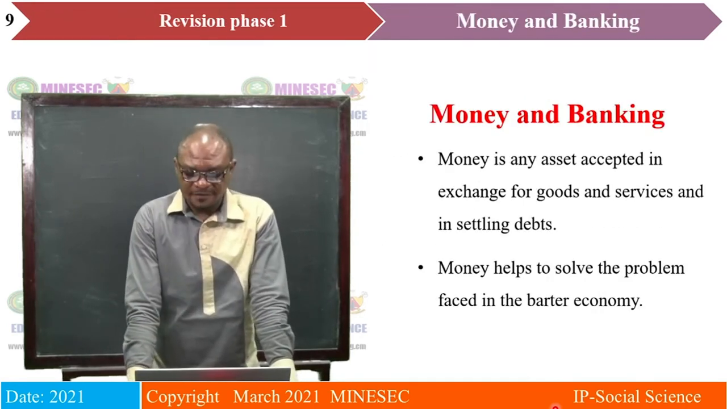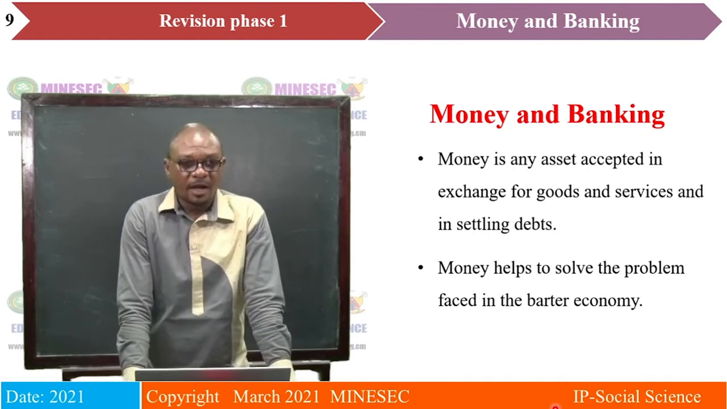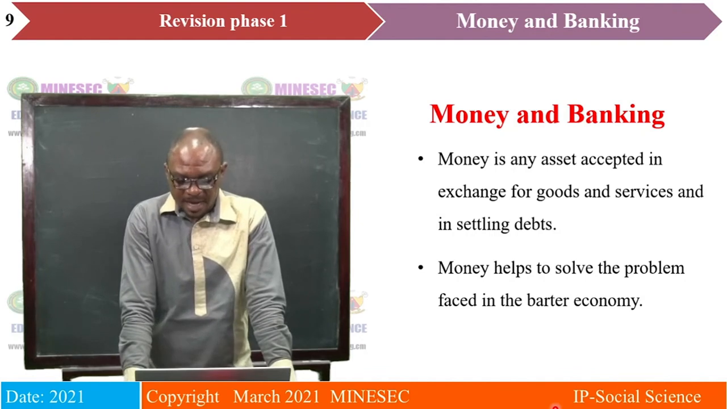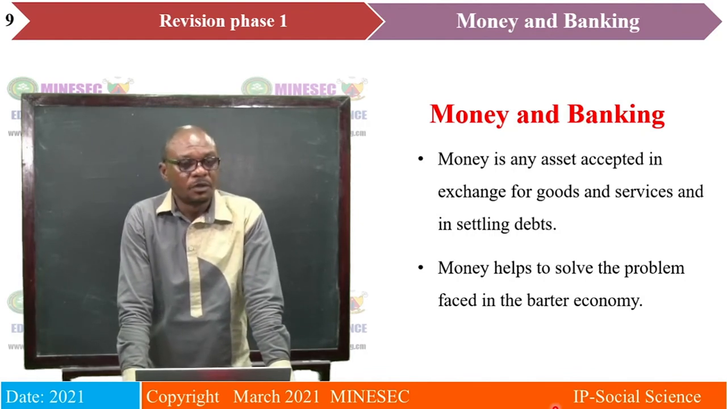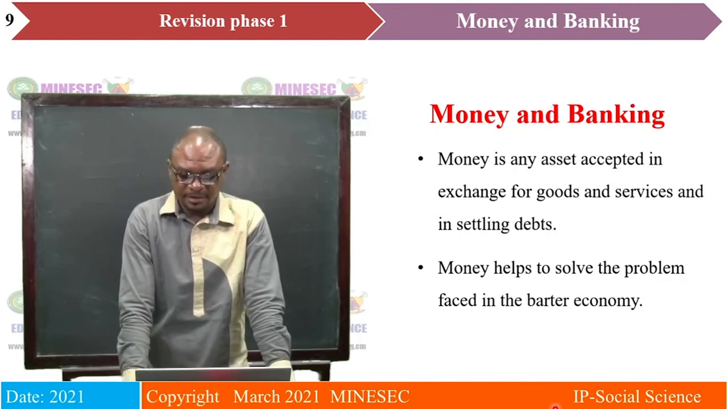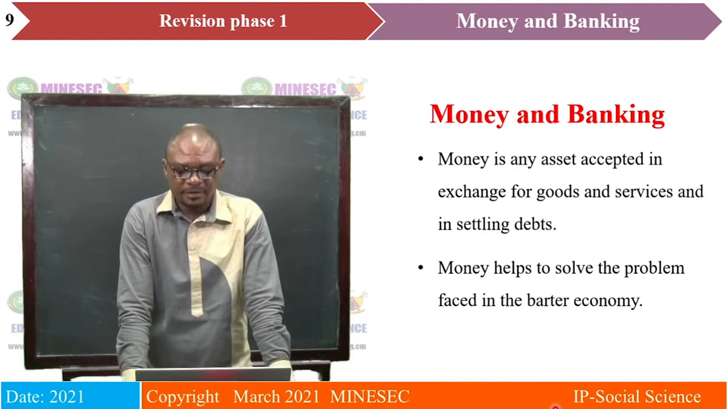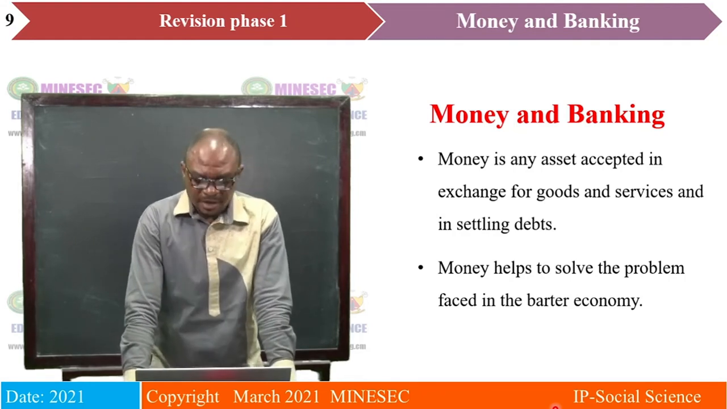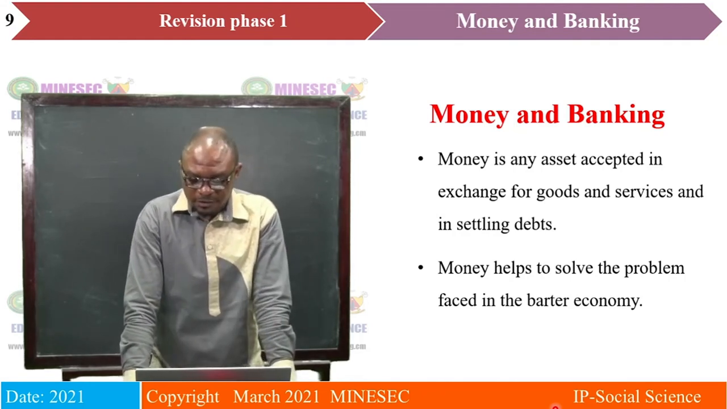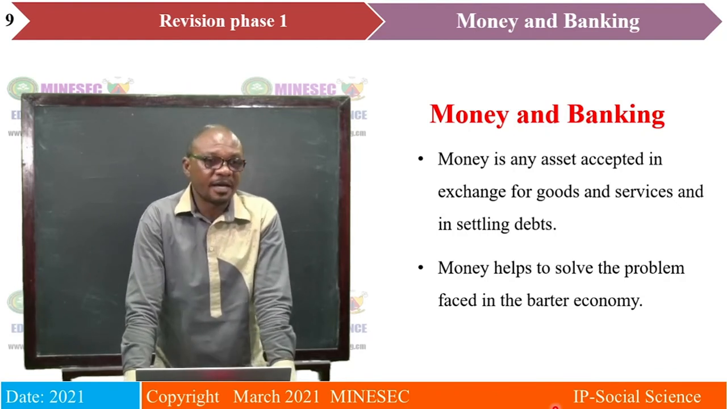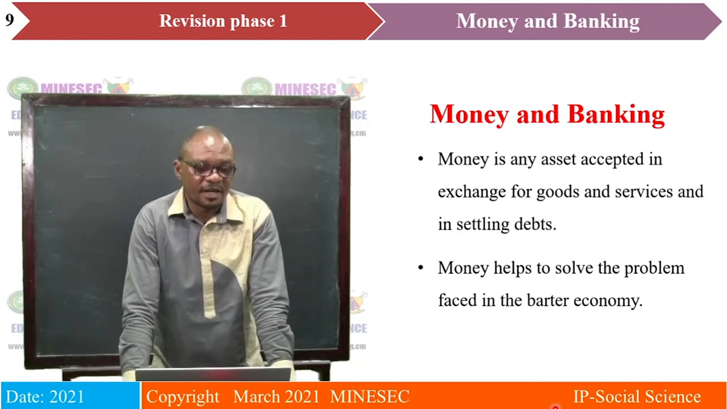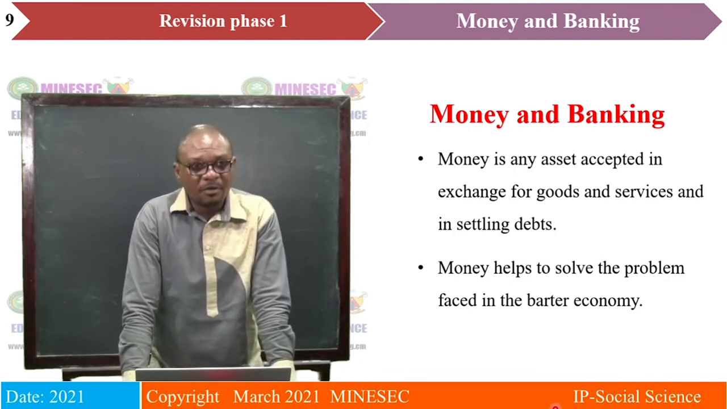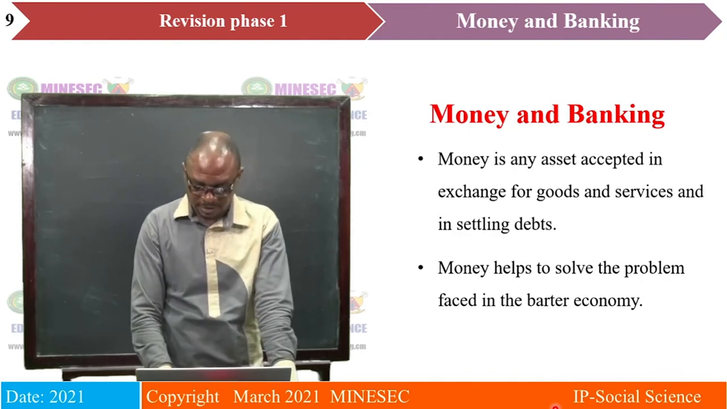We now go to the first phase of the revision project, and specifically money and banking. You recall that money is any asset, any item that is generally accepted in exchange for goods and services and in settling debts. And that money actually helps to solve the problems faced in the barter economy, the most significant of which is the problem of double coincidence of wants.